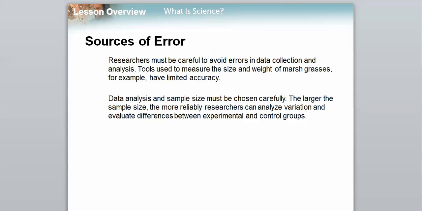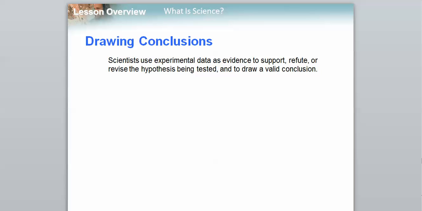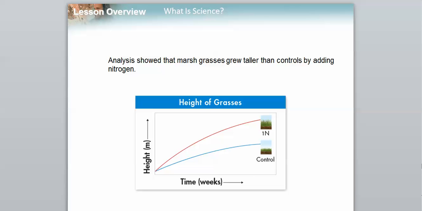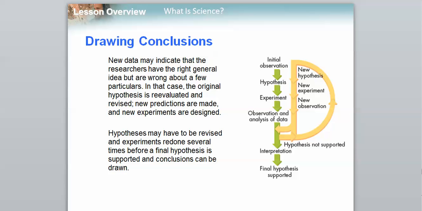Once we take into account our error when we're taking our measurements, our last step is to draw some type of conclusion. We use our data as evidence to support, to refute, or to go back and revise the hypothesis that's being tested, and then to draw a valid conclusion. If your hypothesis is wrong, that's no big deal. You just need to go back and revise it. The only way it could be wrong is if you just stop there and you don't continue on your scientific work. Analysis showed that our marsh grasses grew taller than controls by adding nitrogen. So that supports our hypothesis that was originally made. So then we draw our conclusion.